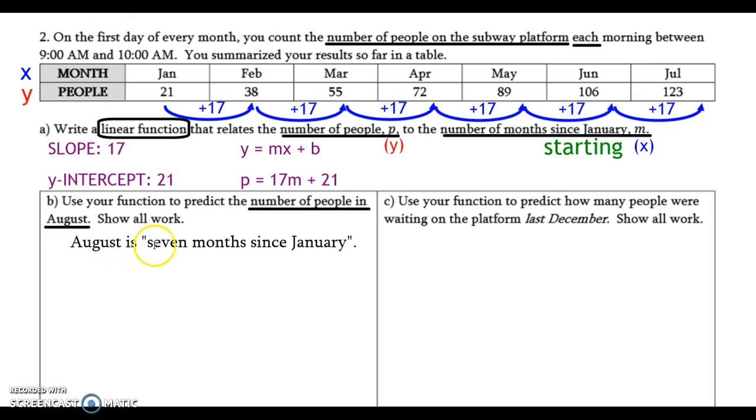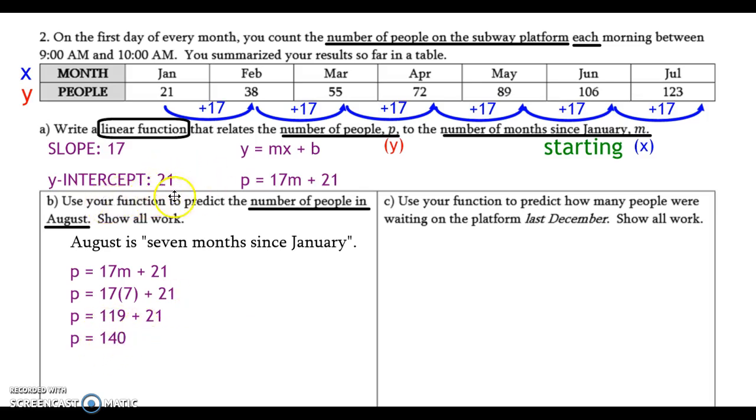So now that I know that August is 7 months since January, even though it's the 8th month, I can take this information and substitute it in for m. That's what I'm going to do now, so you can see the thought process and the algebra behind this. I know that m is going to be 7, so 17 times 7 is 119. The 21, which is the y-intercept, is added to that 119 to give 140. And if you had followed this chart one more time, I would have simply added 17. So 123 plus 17, that's right, 140.